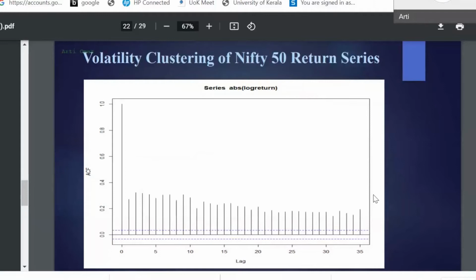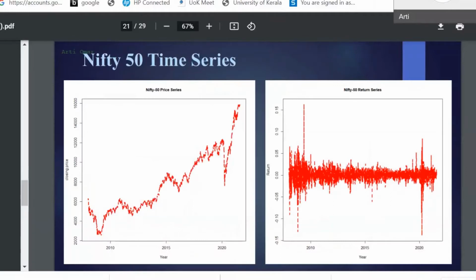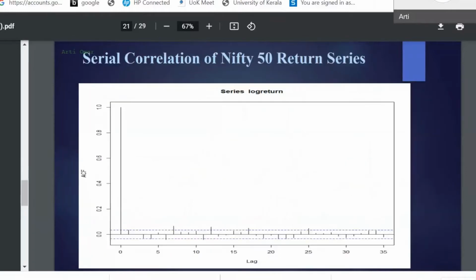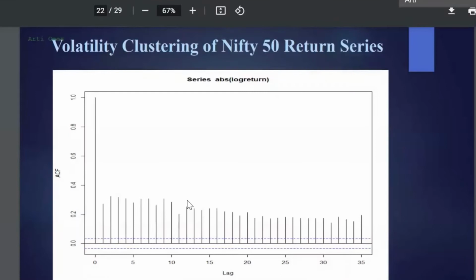Now, can you please switch to slide number 21? Yeah, in 21, you can see most of the bars are within the 95% confidence interval. They are not crossing the blue line. That is the meaning, you can say they are not having autocorrelation. Okay. And here you can see the volatility clustering is very, very high, because all the bars are going beyond the 95% confidence interval.